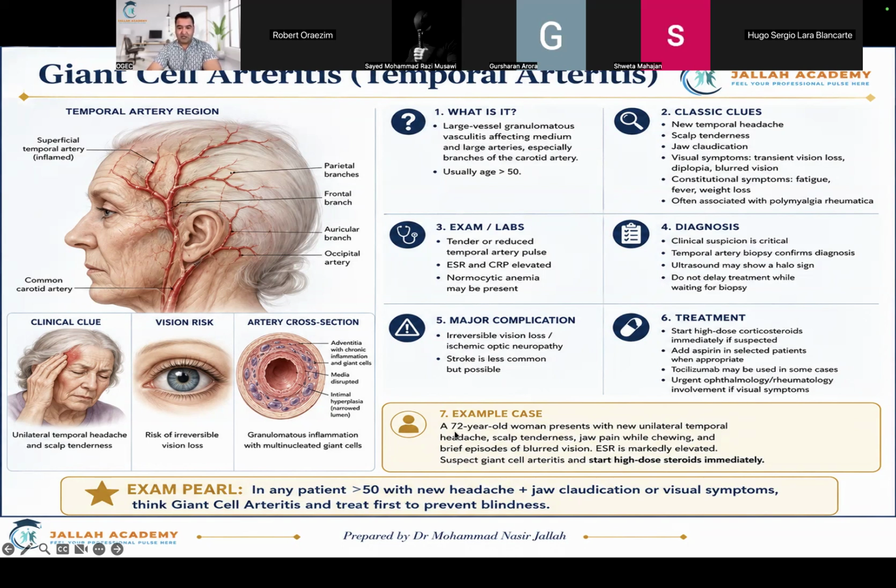So, case: 72 years, the age is 72, above 50, woman, female, right? Presents with a new unilateral temporal headache, scalp tenderness, jaw pain while chewing, and a brief episode of blurry vision. ESR is markedly elevated, suspected giant cell arthritis, and start high dose steroid.